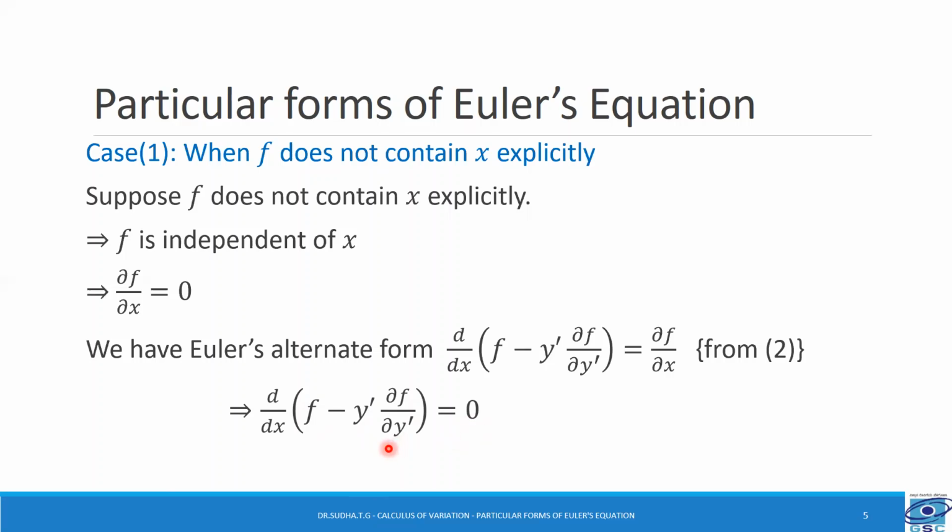Therefore, it must be a constant function. Therefore, we get f minus y dash into ∂f/∂y dash is equal to constant. Let us take that constant to be some k. So, whenever f does not contain x, the Euler's equation can be written as f minus y dash into ∂f/∂y dash is equal to a constant k. So this is the first particular form of Euler's equation.